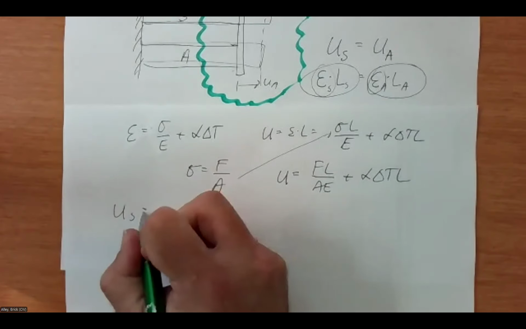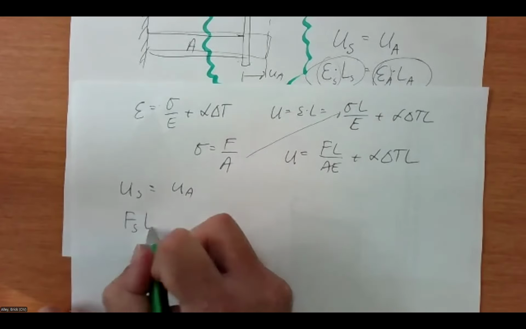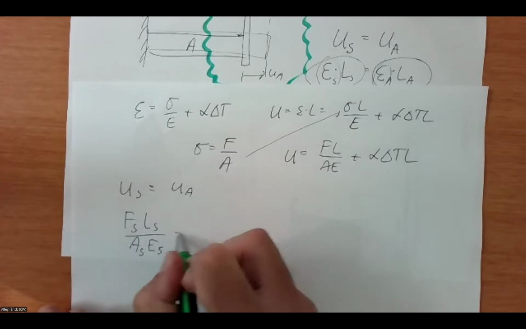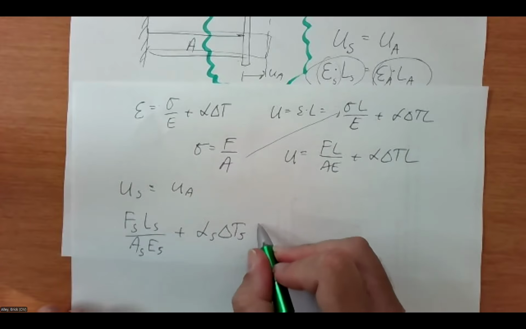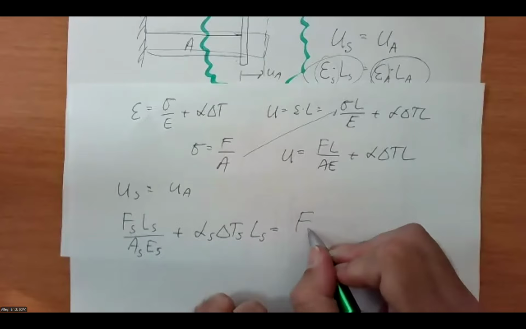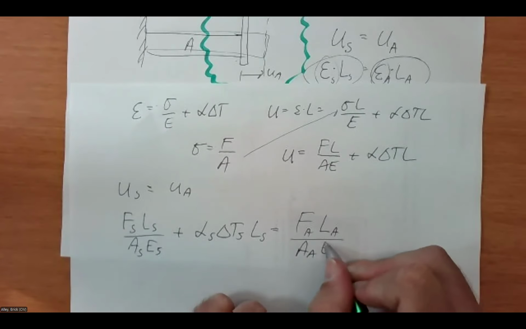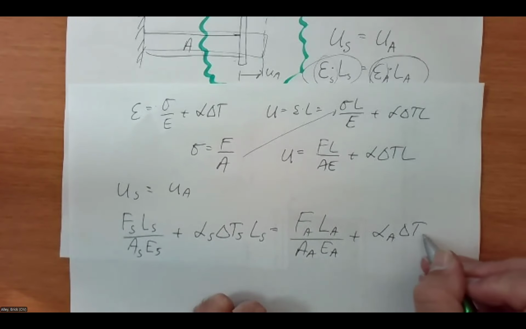So we've got U steel equals U for aluminum. That's going to be force steel, area for the steel, E for the steel, plus alpha. Basically everything with a steel subscript equals everything with an aluminum subscript. Area for the aluminum, E for the aluminum, and alpha delta T.